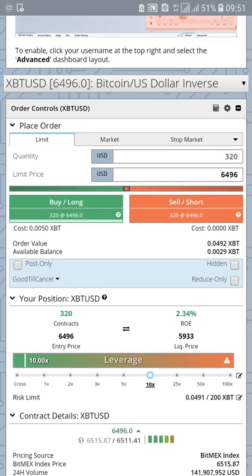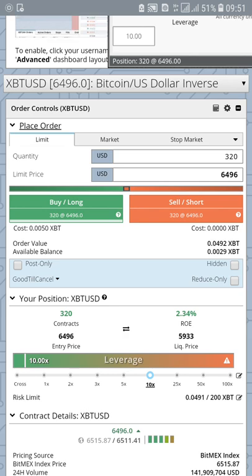So if this coin gains $65, I'll be making 10%. But if it drops by $65, I'll be losing 10%. You understand? So if you want to calculate, you always use the Bitmex calculator here. Let me click on the Bitmex calculator. The Bitmex calculator is always giving me issues on my phone screen. So I'm going to do that maybe after the class.